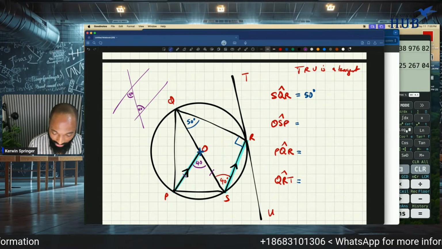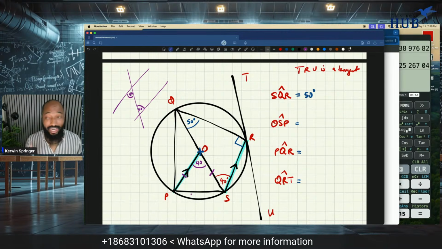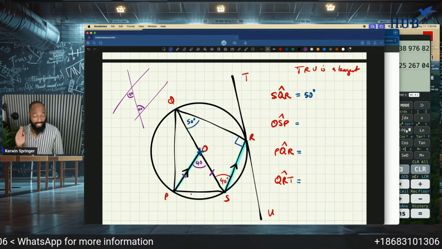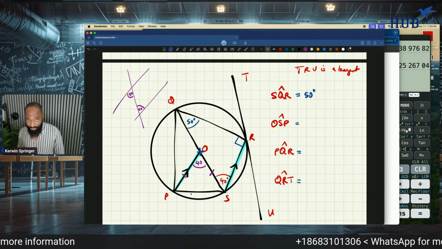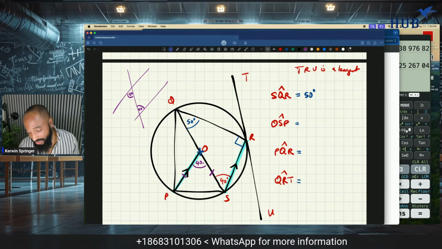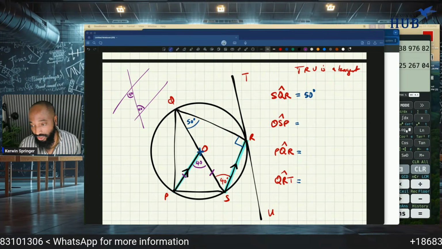This is an isosceles triangle because that's radius. So be very careful. Some of the top students struggle to get OSP. Look out if they give you these parallel lines and look for corresponding angles, alternate angles, or co-interior angles. Please, that's going to save you.